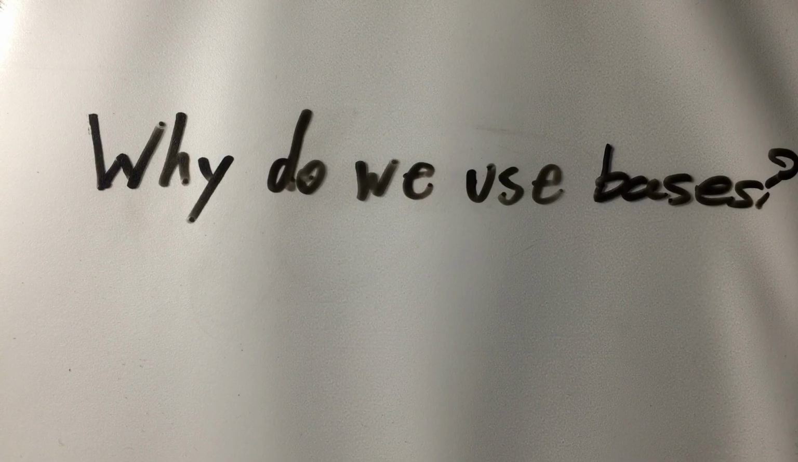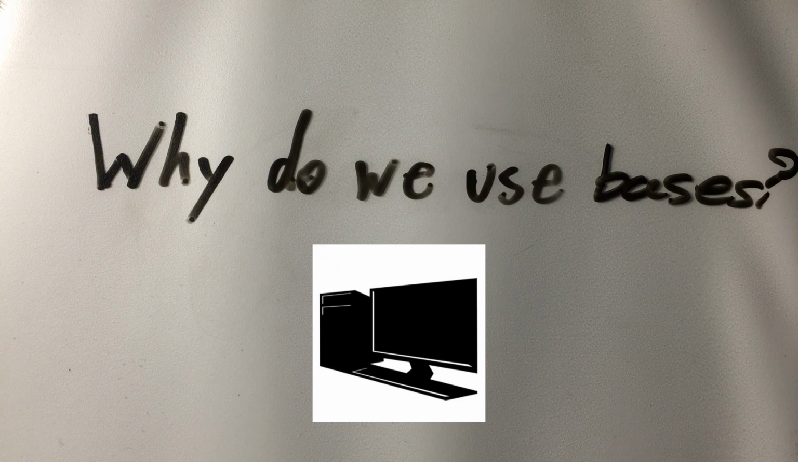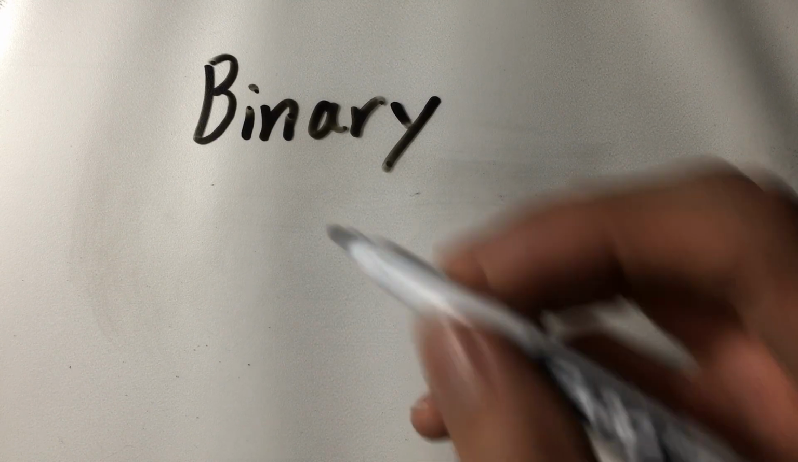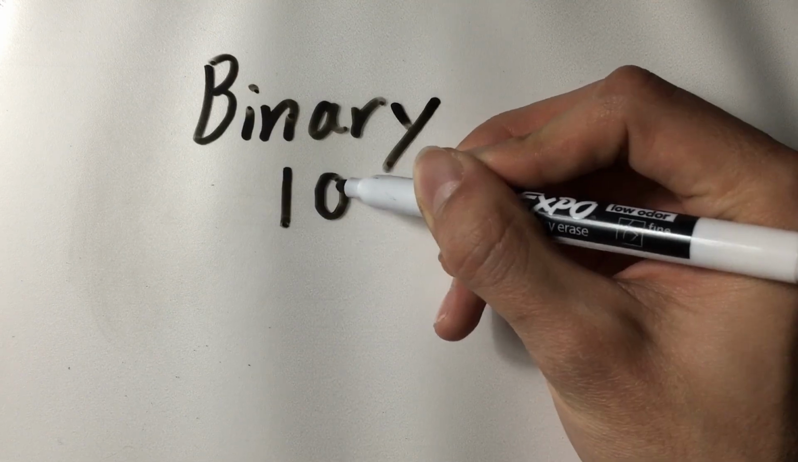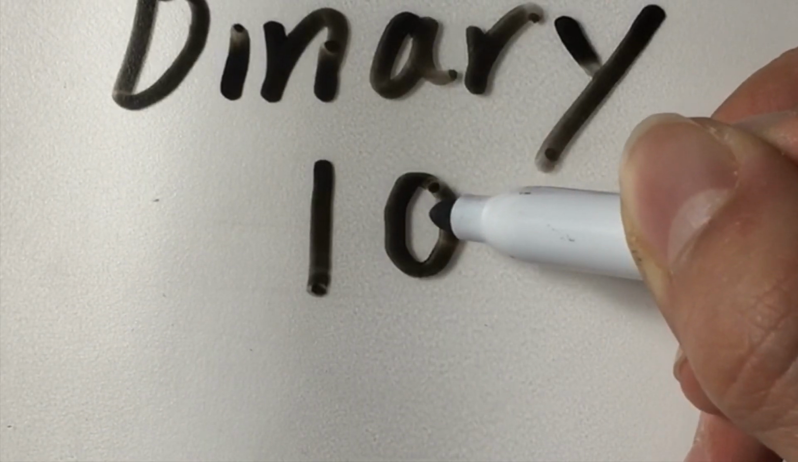So why do we use bases? Well, Jimmy, it's for a little thing no one cares about called computers. Computers use a thing called binary, and you use it to do tasks like yes and no, and yes, and yes, and yes, and no. These numbers are represented by 1 and 0. Or if you really messed up, 10.